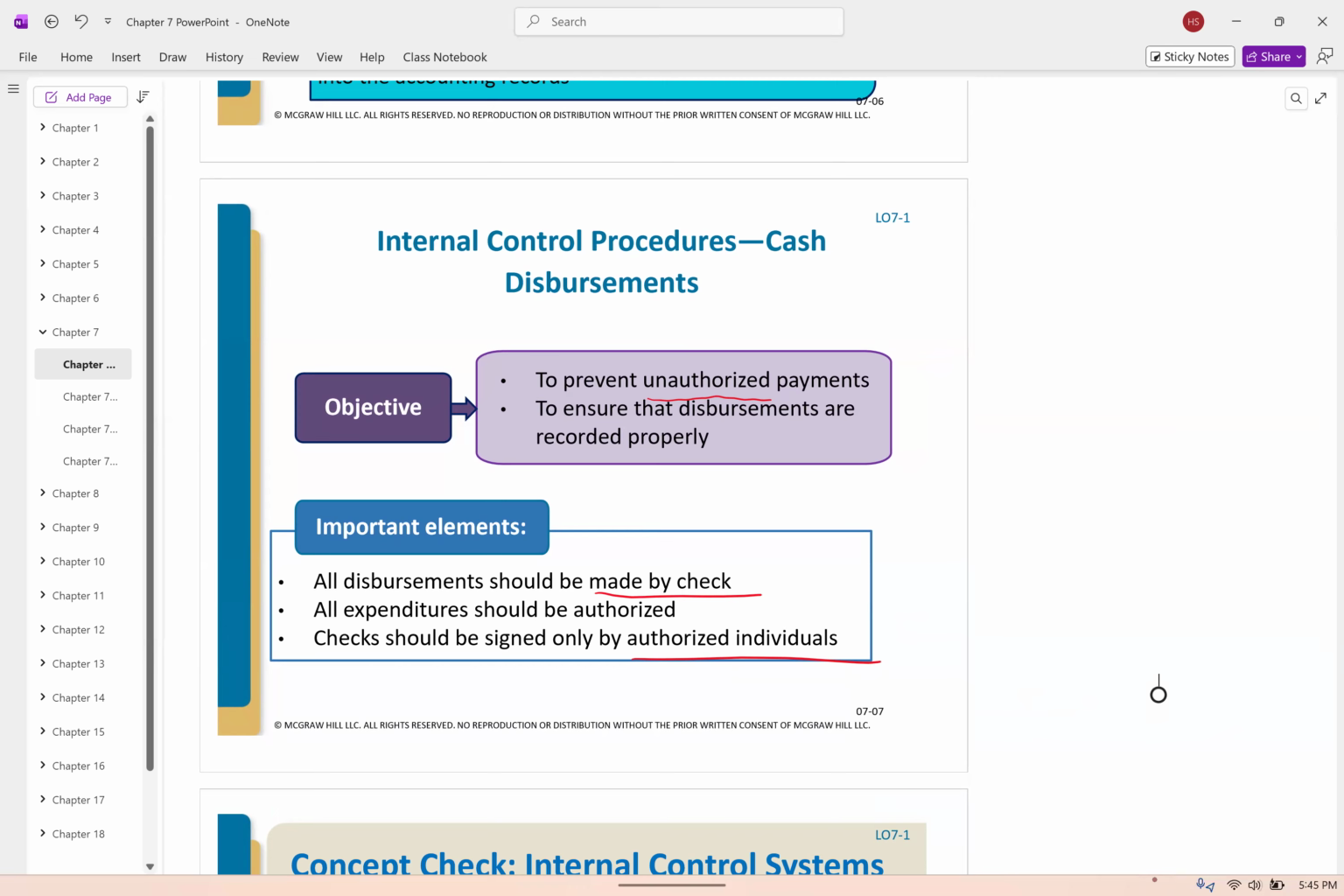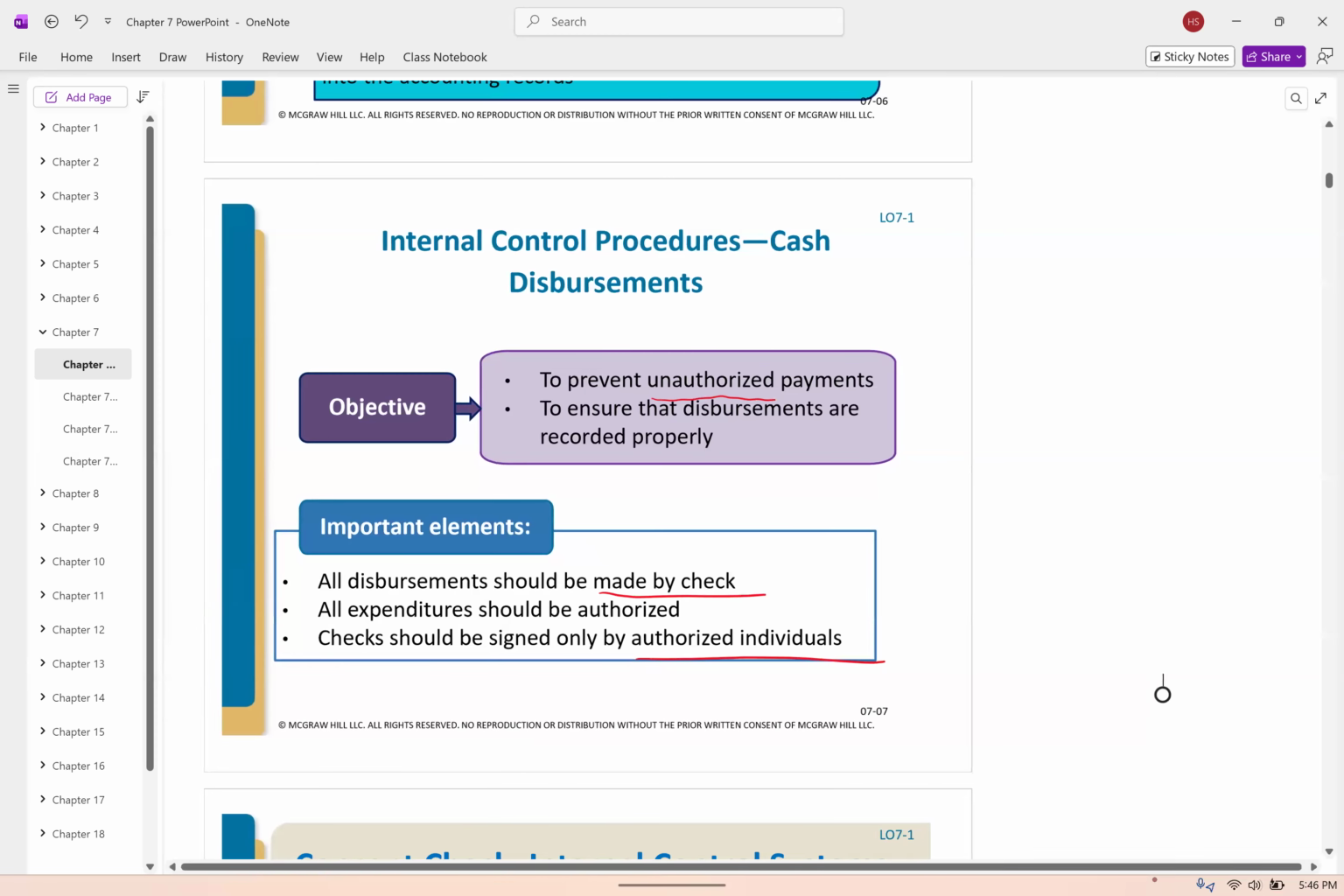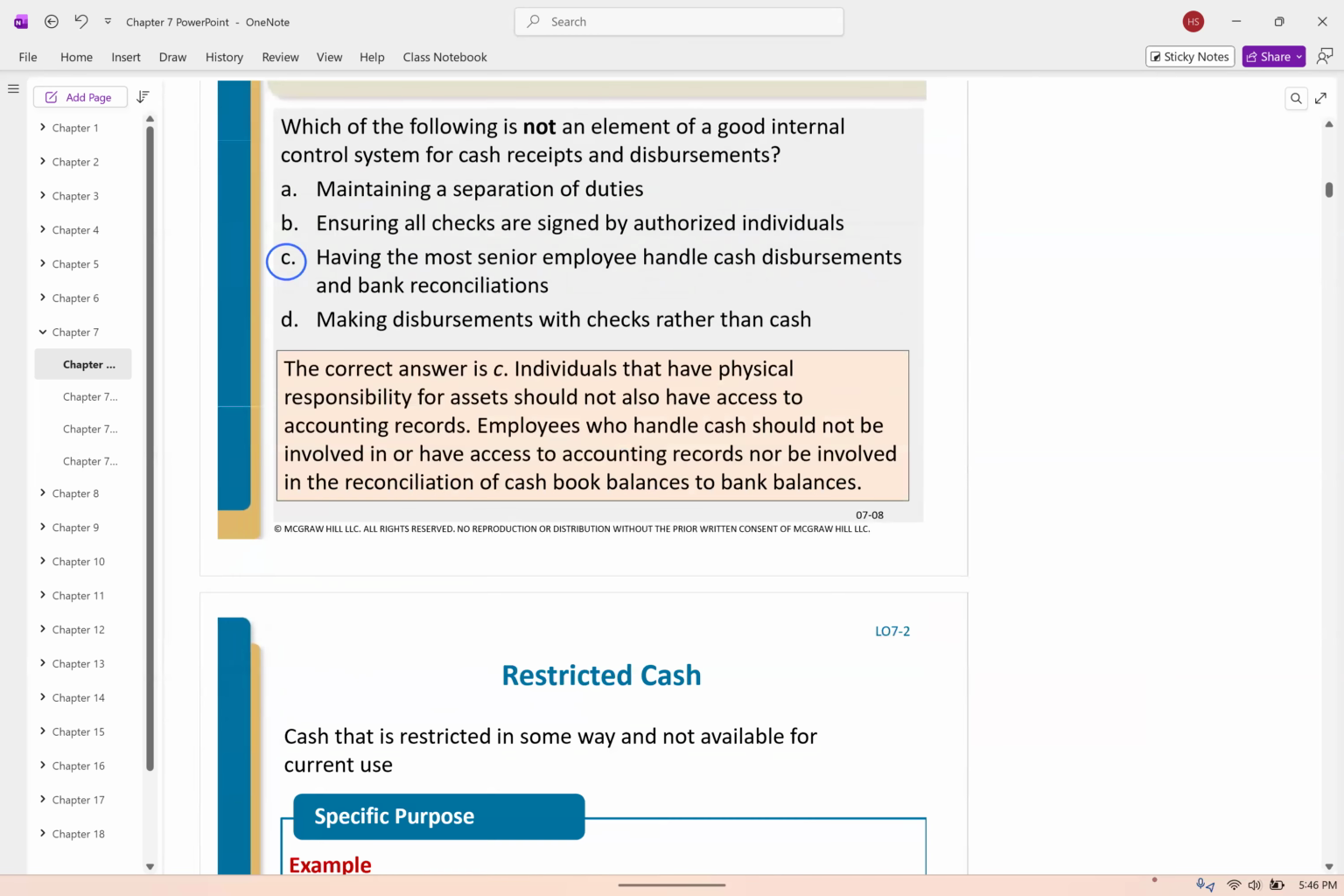So that's a really good internal control. So then, we're looking at, okay, anything over 5,000, that's a really material number. We might want to check two signatures on that check just to make sure that it is correct. Okay. All right. We're going to skip the little concept check.